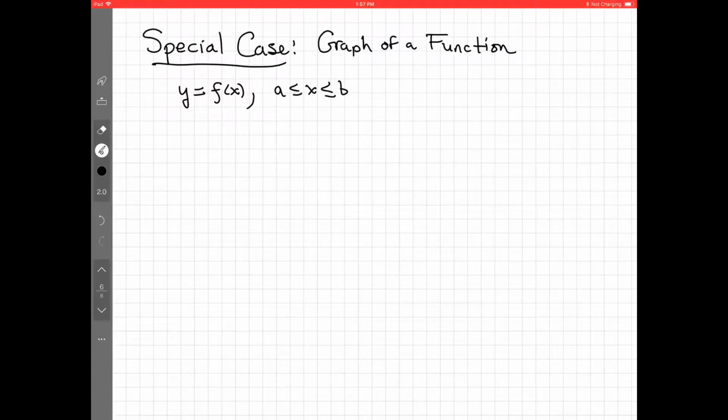So here we're going to look at a special case. What happens if we apply all of this technology we've just been developing, T and B frames and whatnot, to a graph of a function?